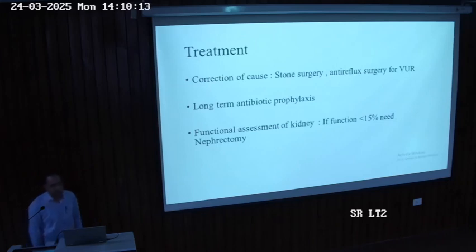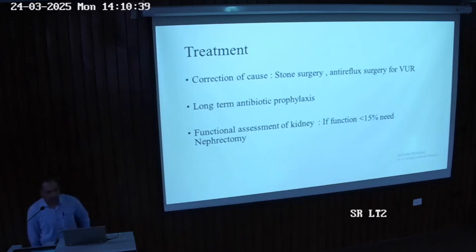So first, correction of the cause: if it is obstruction, remove the stone, or if it is because of reflux disease, go for anti-reflux surgery. In acute pyelonephritis, we give only a 7 to 10 day antibiotic course. But in chronic pyelonephritis, we have to give a 3-month course of antibiotic. For the first 2 weeks, we give therapeutic dosing, then for the next 2.5 months, we give prophylactic antibiotic.